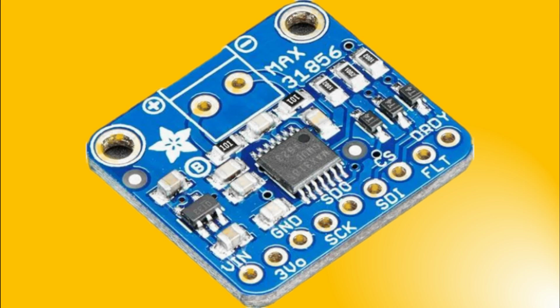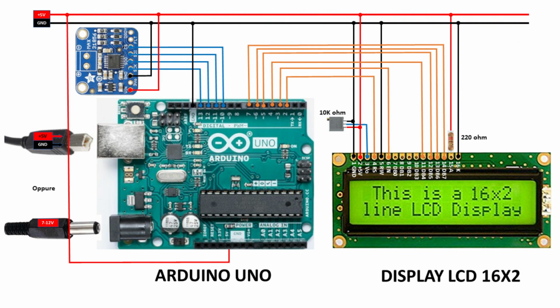Let's start by saying what materials are needed for this project. So we have a converter amplifier, the MAX31856 for temperature sensors, an Arduino UNO board, a 16x2 character display, a couple of resistors, a trimmer, a type K thermocouple, some solid leads and a breadboard.